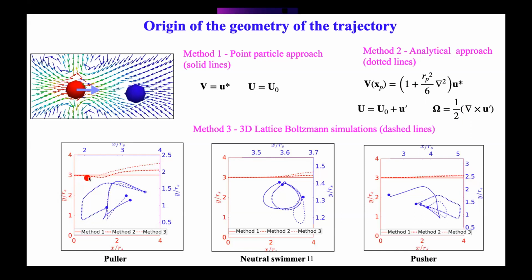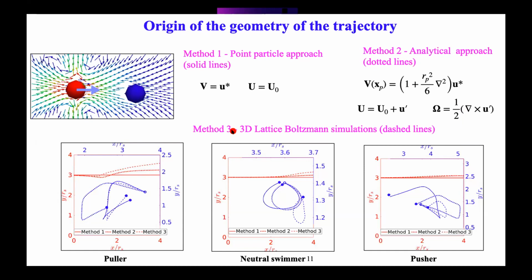And if you look at the trajectory of the microswimmer, it initially moves in a straight line, and then it rotates towards the passive particle, and again it moves away from the passive particle. So this curved trajectory that we are seeing for the microswimmer is purely because of the disturbance flow field generated by this passive particle here.